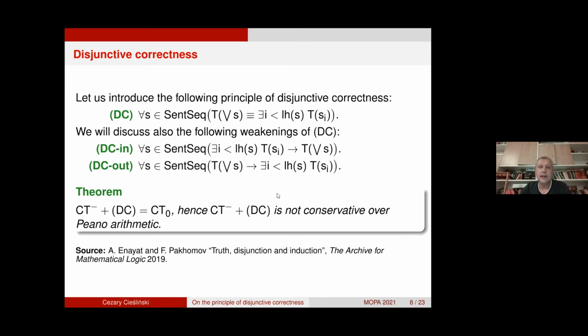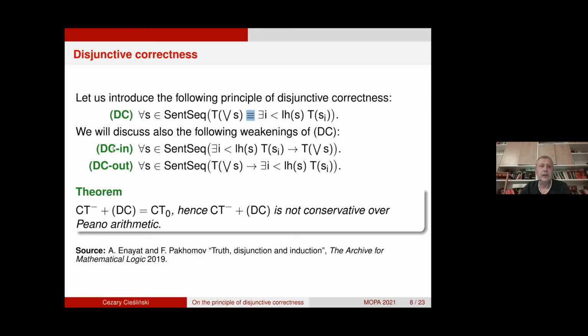Now, principles of disjunctive correctness. DC stands for disjunctive correctness. It's a generalization of the compositional axiom for disjunction. The compositional axiom concerns just a disjunction of two sentences, and here we've got a generalization. So a disjunction, no matter how long, yeah, non-standardly long, is true if and only if at least one of the disjuncts is true. And then we have weakenings of this principle. Disjunctive correctness has a biconditional, and these weakenings are simply two implications.